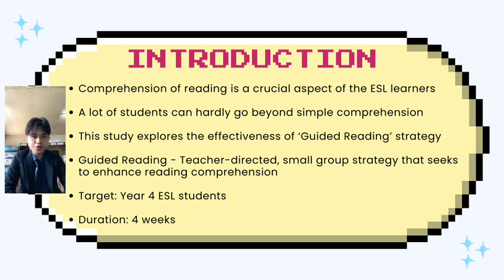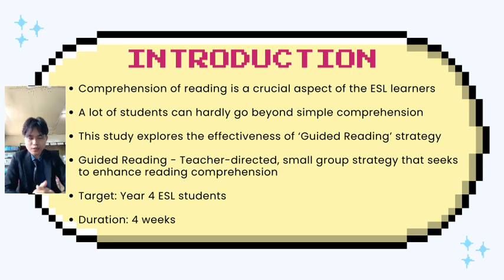Guided reading strategy is a teacher-directed small group strategy that seeks to enhance reading comprehension. The students will be grouped according to their own respective level, around 4 to 6 students in a group. For example, the strongest students will be grouped with other stronger students. Meanwhile, the weaker students will also be grouped with other weaker students. And then, the teacher will approach these groups according to their needs.